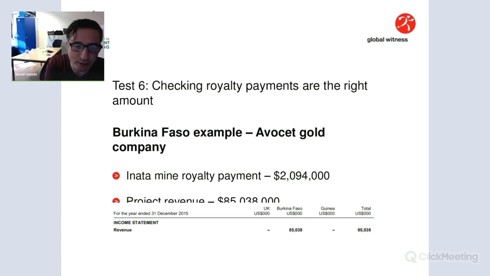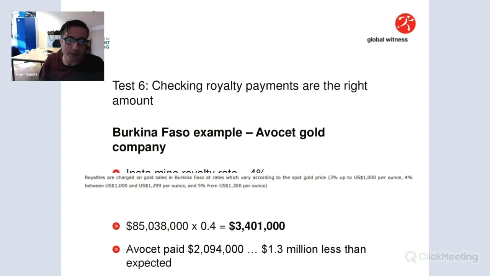Maybe you can see there, $85 million. I just looked, the figure was in its annual report for 2015. You can see Burkina Faso, there's an excerpt from below, the income statement excerpt. It says $85 million. It was very clear from that report that Abaset only had one mining project in Burkina Faso that was producing that year. So we could assume that that $85 million came from that one project.